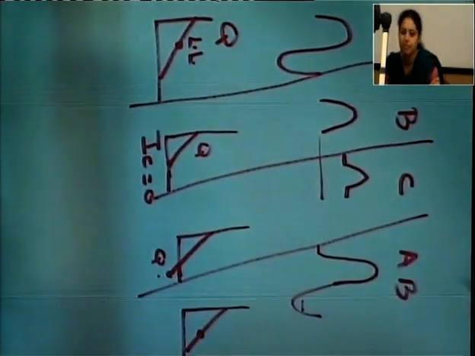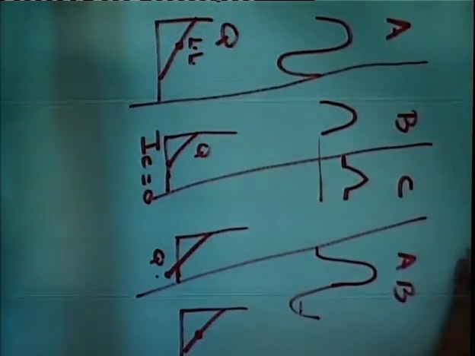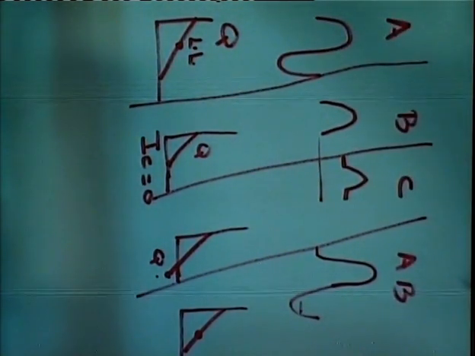This is class A amplifier, this is class B amplifier, class C amplifiers. These two main differences provide the difference between the power amplifier A, power amplifier B, power amplifier C and power amplifier AB.